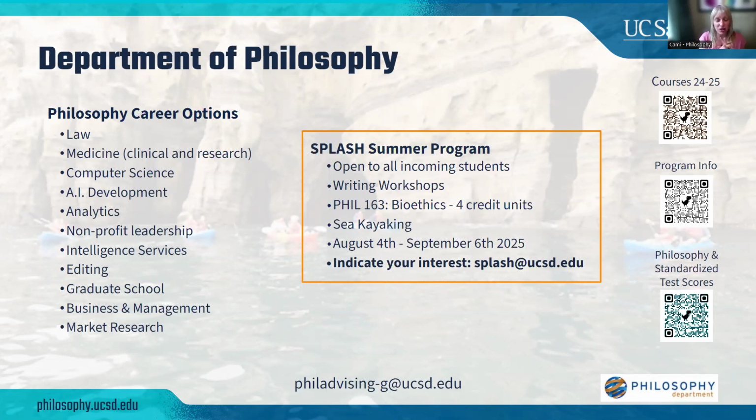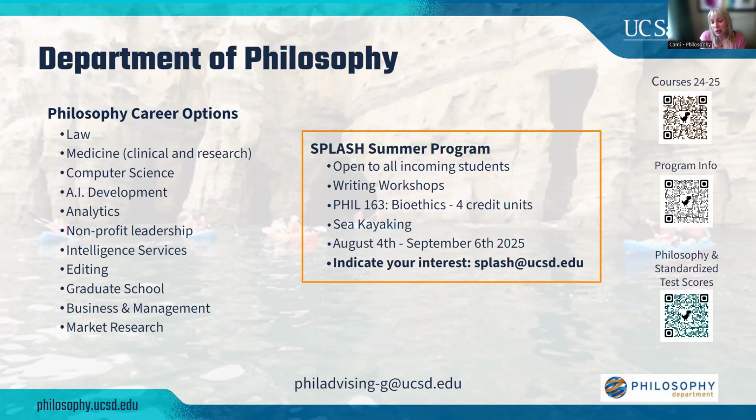So our undergrads have gone on to do law, medicine, a lot of pre-med students, computer science, anywhere from software development to managing, the sky's the limit there. AI development. We've had some of our students go on to work for Google, working on things like AI, analytics, also a variety of nonprofit work, intelligence services, anything that's editing like journalism or even academic journals. Graduate school in philosophy is a common one too, and business and management and market research.